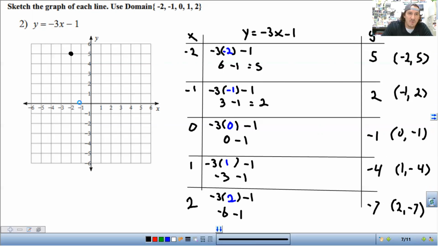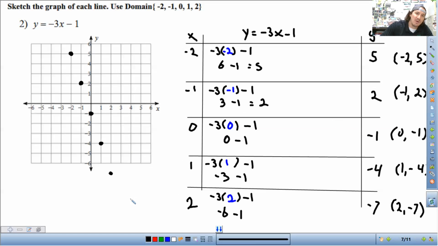-1, 2. -1 on the x, 2 on the y. So left 1, up 2. 0, -1. So stay at 0, down 1. 1, -4. So right 1, down 4. And then 2, -7, it would be about right there. There we go. All right, just a couple more examples.